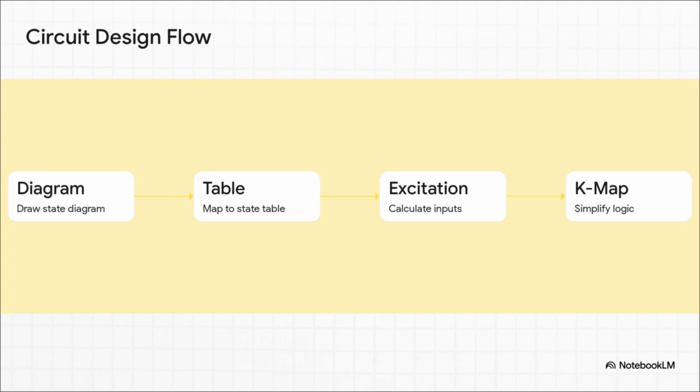It's this gorgeous logical progression. You start by visually drawing out the behavior you want. Then you map that drawing into a state table. Next, you use those excitation tables we just talked about to calculate the required inputs. And finally, you apply the K-maps that you mastered back in Unit 1 to shrink that logic down into the most efficient hardware circuit possible.